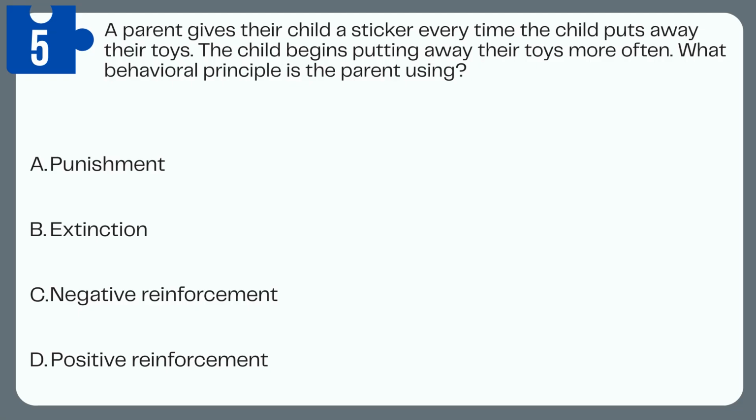Question 5. A parent gives their child a sticker every time the child puts away their toys. The child begins putting away their toys more often. What behavioral principle is the parent using? A. Punishment. B. Extinction. C. Negative reinforcement. D. Positive reinforcement.